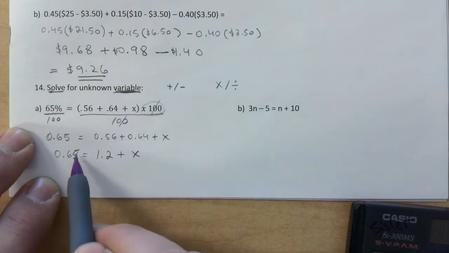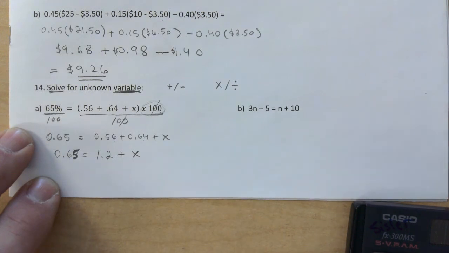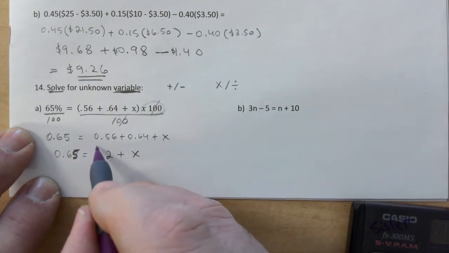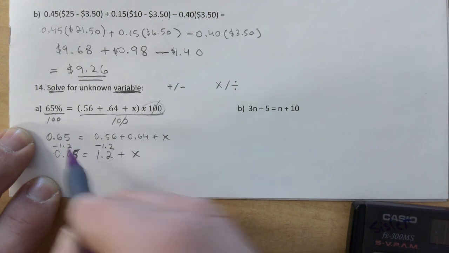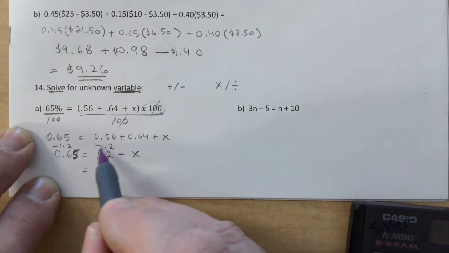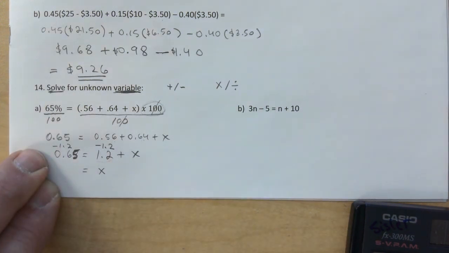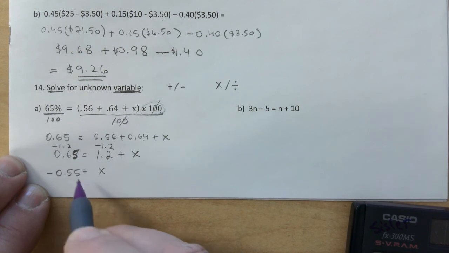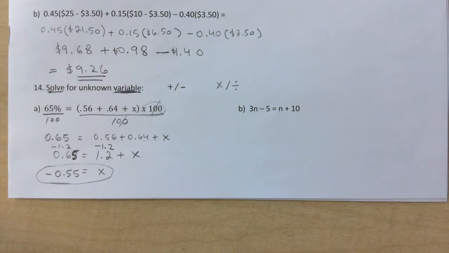And what do we do now? I don't know if anybody remembers this, might have been a while. This number is adding to x, so we're going to go minus 1.2 on this side, and minus 1.2 on this side. That will get rid of it on this side, and it's 0.65 minus 1.2, and that's negative 0.55. So that is the answer for x there.